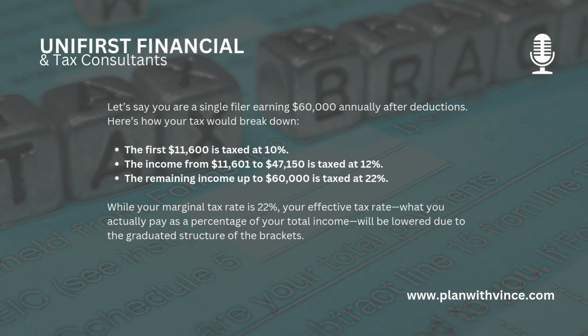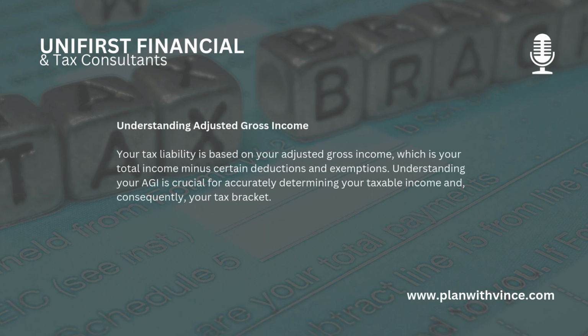For married couples filing jointly, the brackets are similarly tiered. The first $23,200 is taxed at 10%. Income up to $94,300 is taxed at 12%.